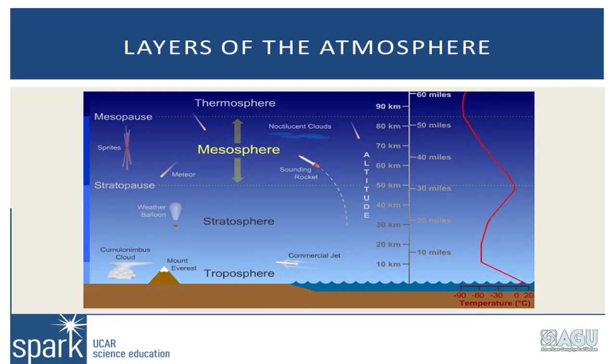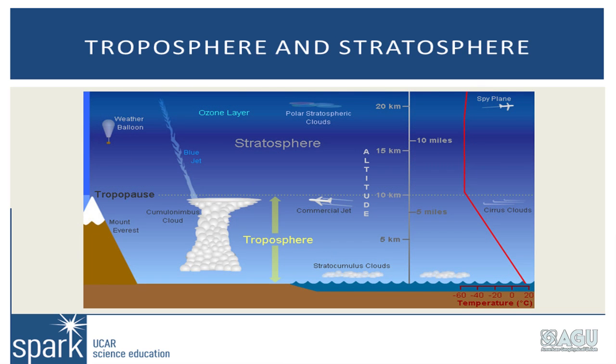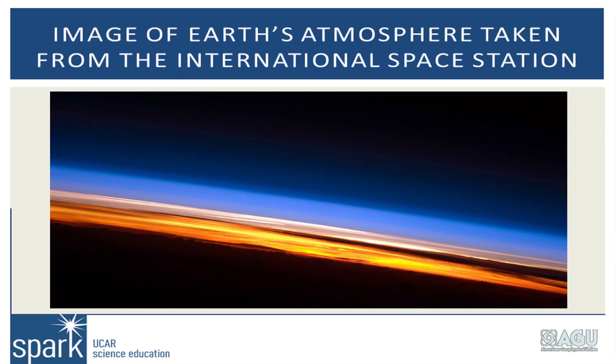But over on the right side of the graph, or the graphic, you can see what's happening with temperature as we go up in the atmosphere. So that's important to what's happening in this activity. That's what we're modeling, is temperature. So this one simplifies it and just shows the troposphere and the stratosphere. And here's a photo of the different layers of the atmosphere and what they look like.